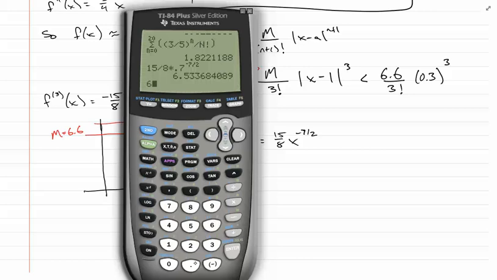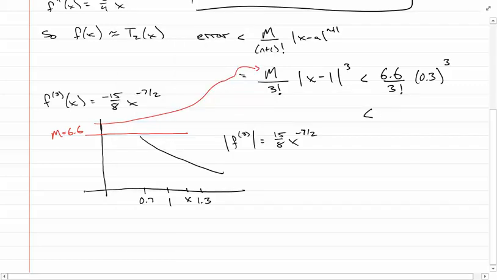Okay, so I do 6.6 over 3 factorial times 0.3 to the third power. I get 0.0297. I could even round that up a little bit just to simplify. I'll say 0.03. Okay, so my error in that approximation for those x values is guaranteed to be less than 0.03.